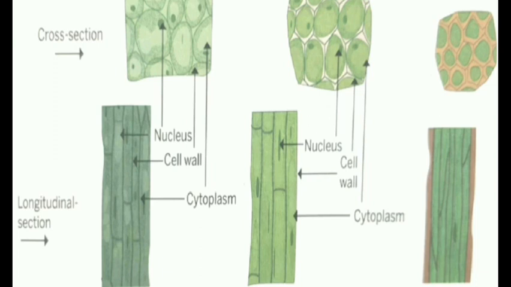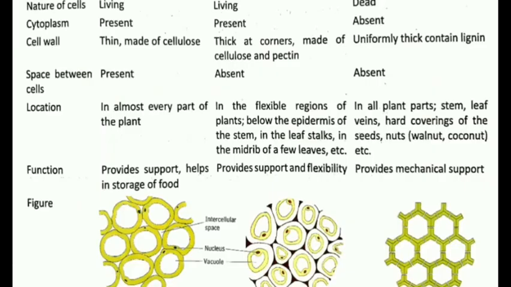Now this picture clearly shows the difference between the cells of the three kinds of supporting tissue, that is parenchyma, collenchyma, and sclerenchyma. The figures displayed on top show how the tissues appear in the cross section or transverse section, and the figures given below show how the cells appear in a longitudinal section. The cells in the cross section appear to be oval or polygonal in shape, whereas in longitudinal section they appear to be elongated. Let's revise the characteristics of parenchyma, collenchyma, and sclerenchyma tissue on the basis of certain features of their cells.